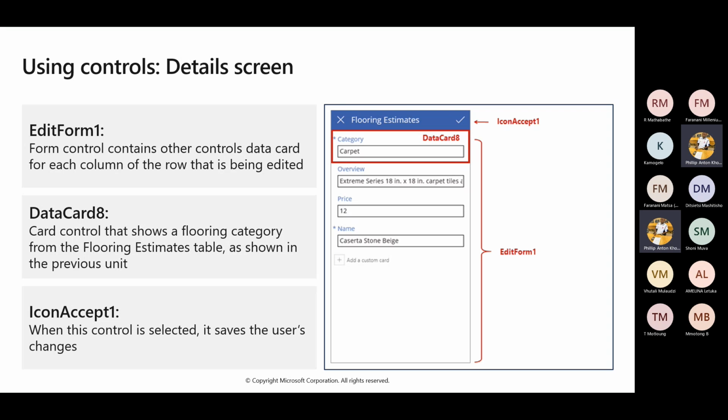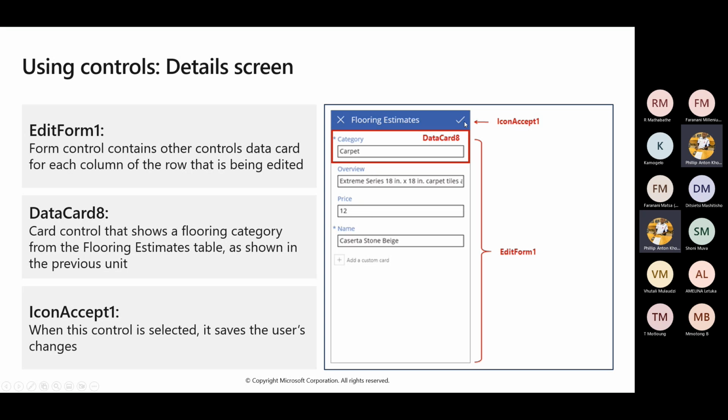Now that you have clicked the edit icon, you would have an edit form. You see that the first form was a details form. Now we have an edit form. Now the form control contains other controls, a data card for each column of the row that is being edited. As you can see, we still have a data card, but now it's in an edit mode, not in a view mode. And also you have an overview, which is also in an edit mode, not in a view mode. And all the data cards are like that. Then you can insert your information.